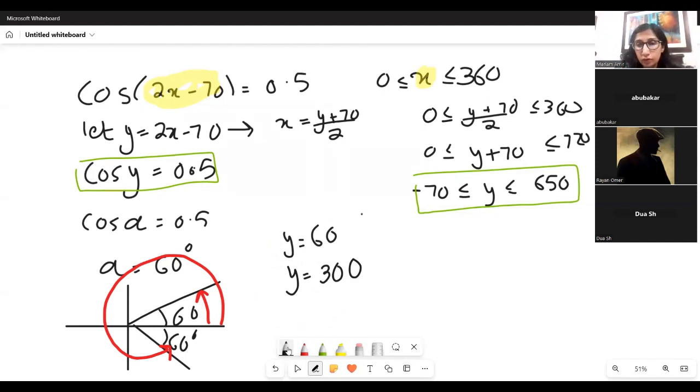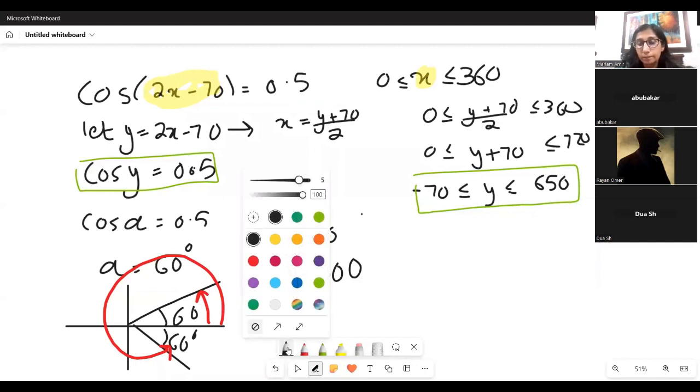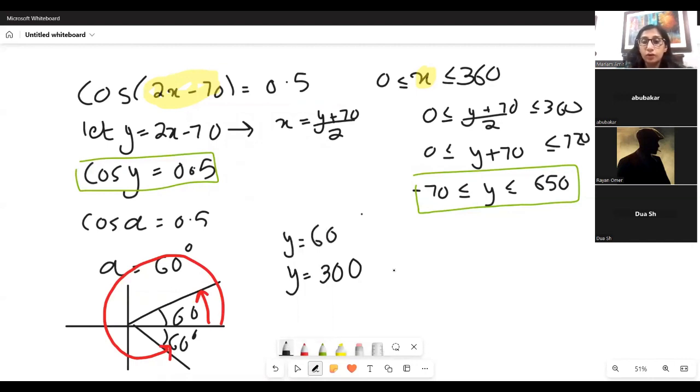So I'm going to subtract 360 from 60 first. So 60 minus 360 is minus 300. That is clearly not in the domain. Now I'm going to subtract 360 from 300. So 300 minus 360 is minus 60, which is in the domain. So one of the answers for y is 300, another one is minus 60.